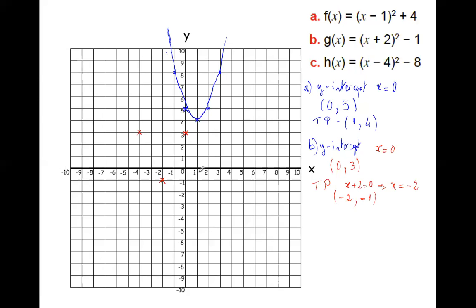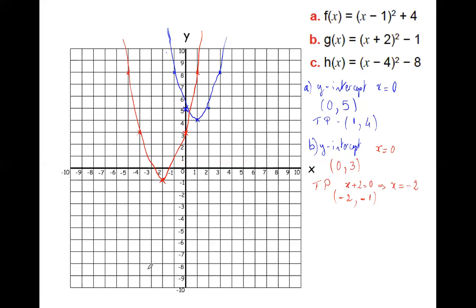Okay, so if I was to try another point like 1, for example, 1 plus 2 is 3. 3 squared is 9. 9 minus 1 is 8. So (1, 8) would be another point for me. And I've got 3 there and 3 there. So these 2 points, if I use the symmetry here, would be my other points, just to make it a bit clearer. And then you would sketch it. Okay, so that would be B.